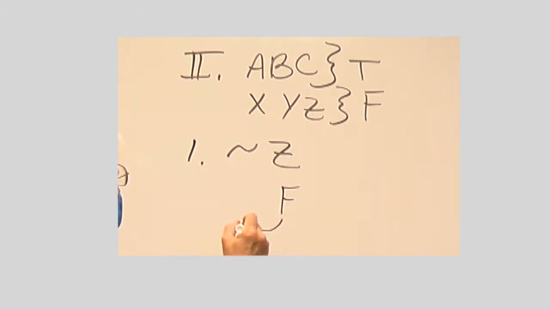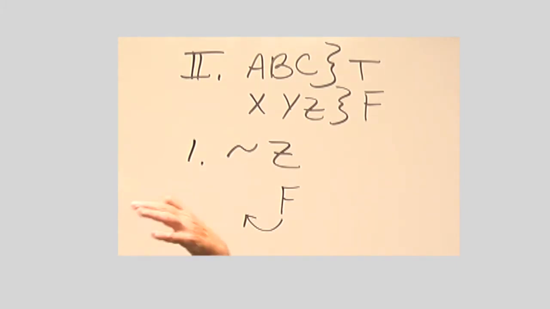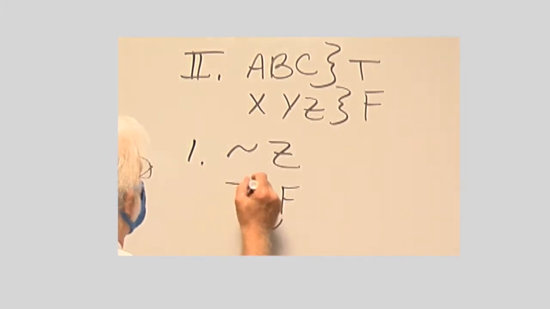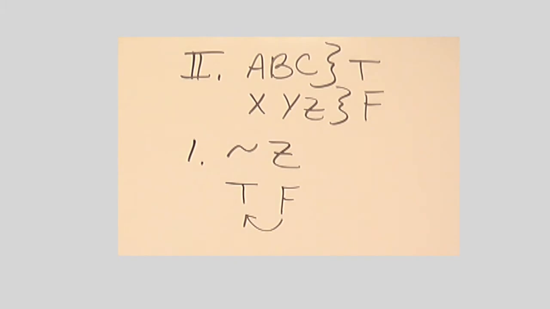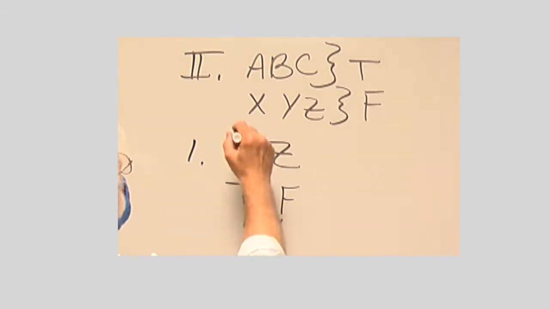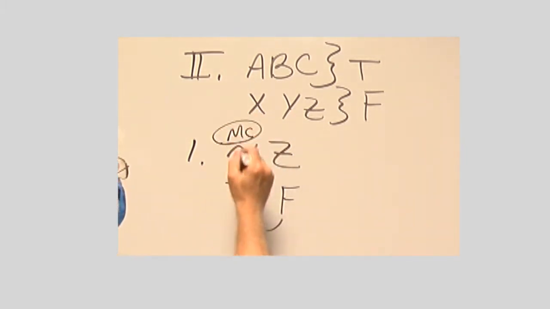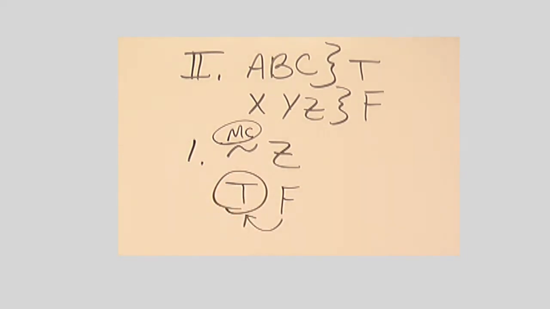If Z is false, then not Z must be true. So we put a T under the tilde. It's the main connective. So we circle the T, we're done, that's the answer. Now in all these problems, I'm going to ask you to highlight or circle your final answer, and that would be this. Showing your work would be plugging in truth value for the letters.